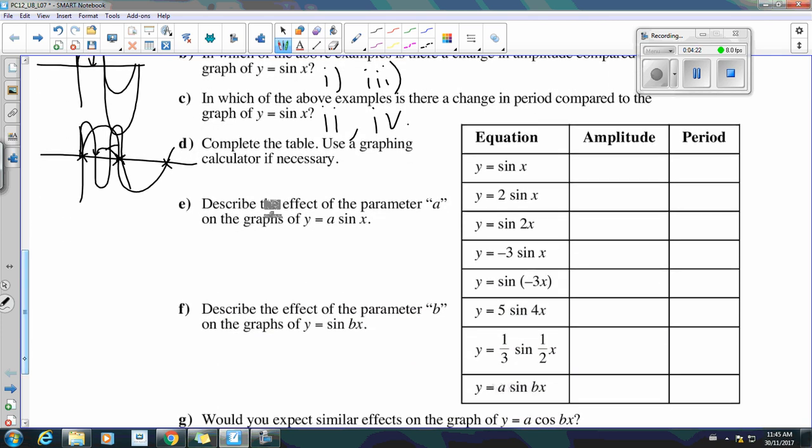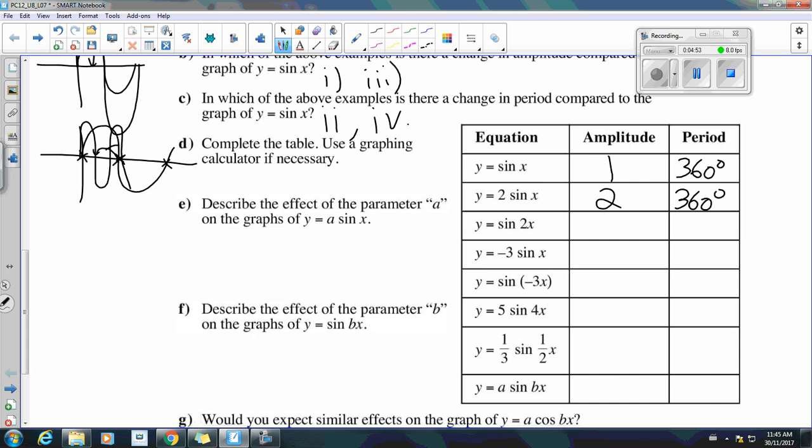Complete the table, use a graphing calculator if necessary. We know that the graph of sine of x has an amplitude of 1 and a period of 360 degrees. You could, of course, work in radians as well, but we'll just work in degrees for now. For 2 sine x, we're multiplying our y values by 2, so our amplitude is going to be twice as much. Instead of a maximum value of 1, we have a maximum value of 2. There's been no horizontal stretch, so the period's still 360.